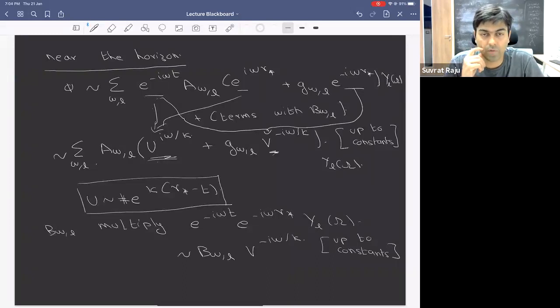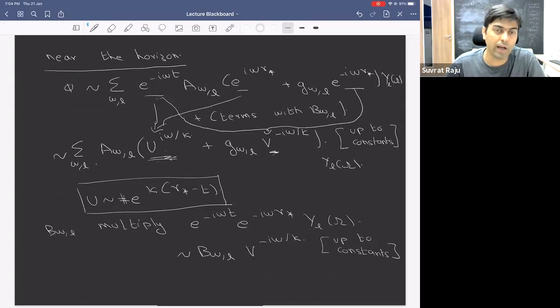So I emphasized this at the beginning of the lecture yesterday. U is not e to the R star minus T. U is e to the k into R star minus T. And that k factor is important. That's why, when you look at the expansion of the fields, it looks like U to the i omega by k.